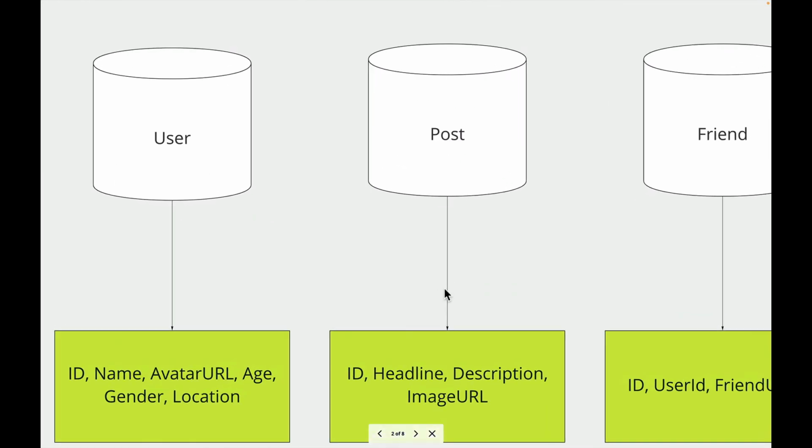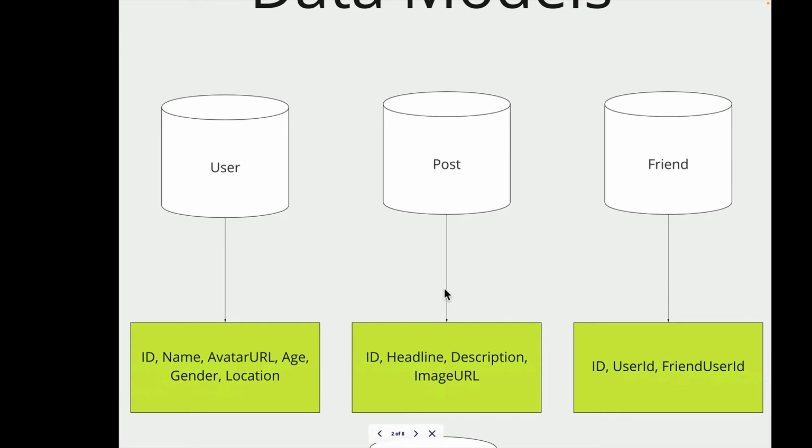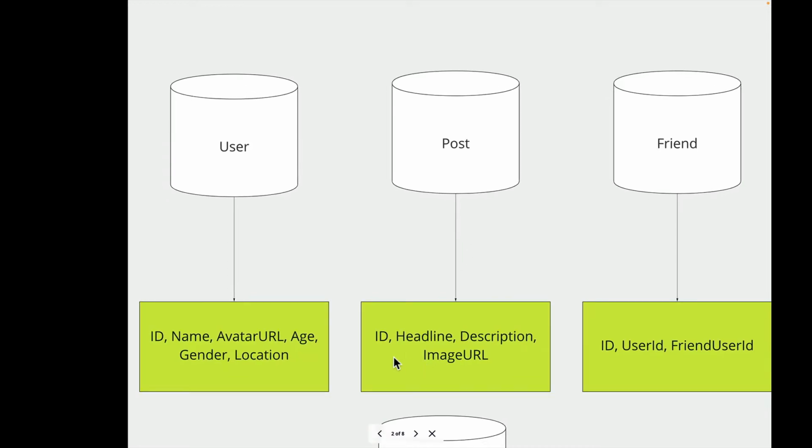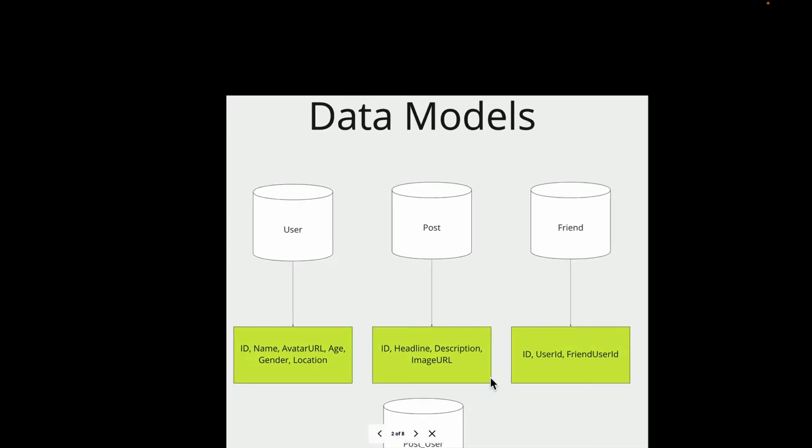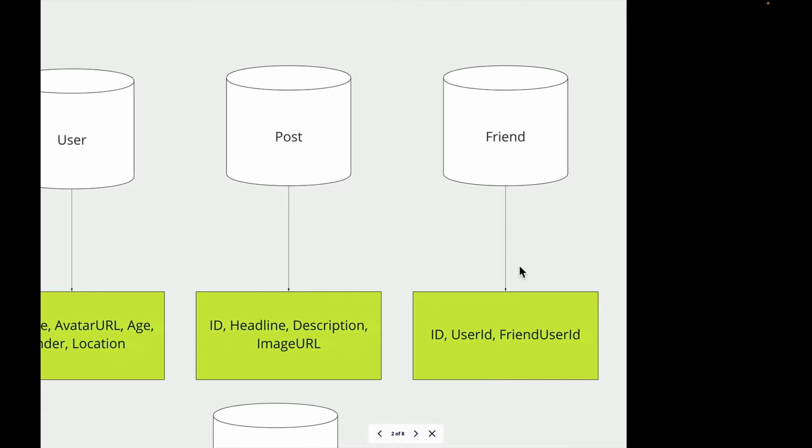The next table we have is, of course, the post table. This is going to be all the posts coming from all the users. In our case, the post is going to be very simple. So we're going to have an ID, headline, description, and the image URL. And then we have the friend table. This is going to be a very simple table which maps a user ID to all the friends that the user has. So for a given user, it can have multiple rows with the different user IDs of the friends.